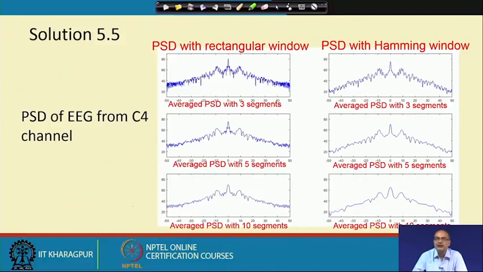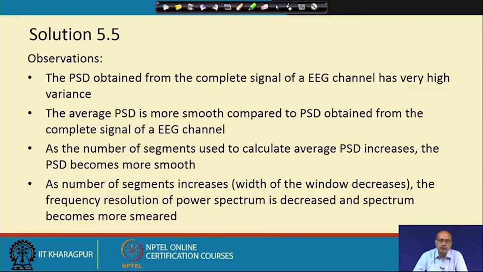Now, we summarize the results. First, the PSD obtained from a single channel of EEG has very high variance, or the undulations are very high. Next, if we use the average PSD, it helps to smooth out the PSD compared to the PSD of the complete signal. Okay? And the next observation is that as we increase the number of segments used for averaging, we get a smoother PSD.